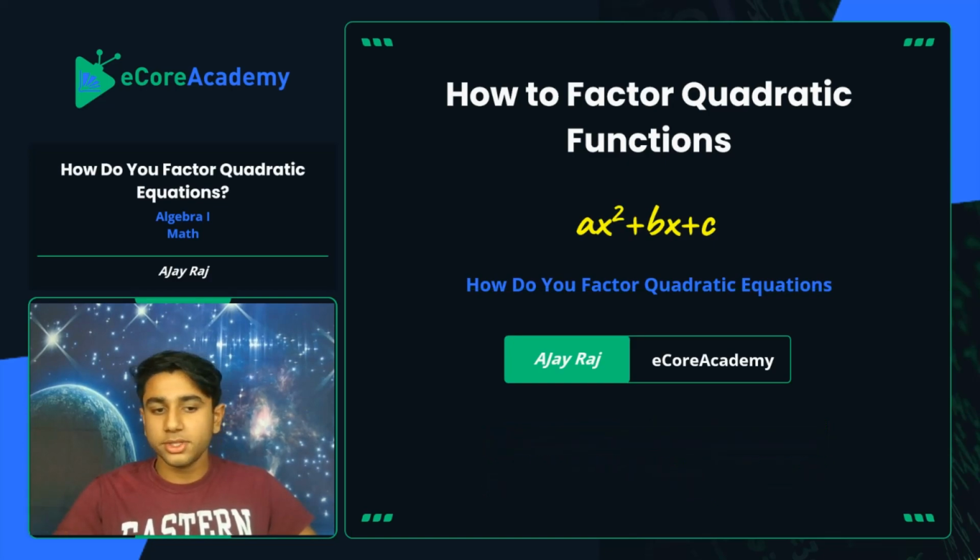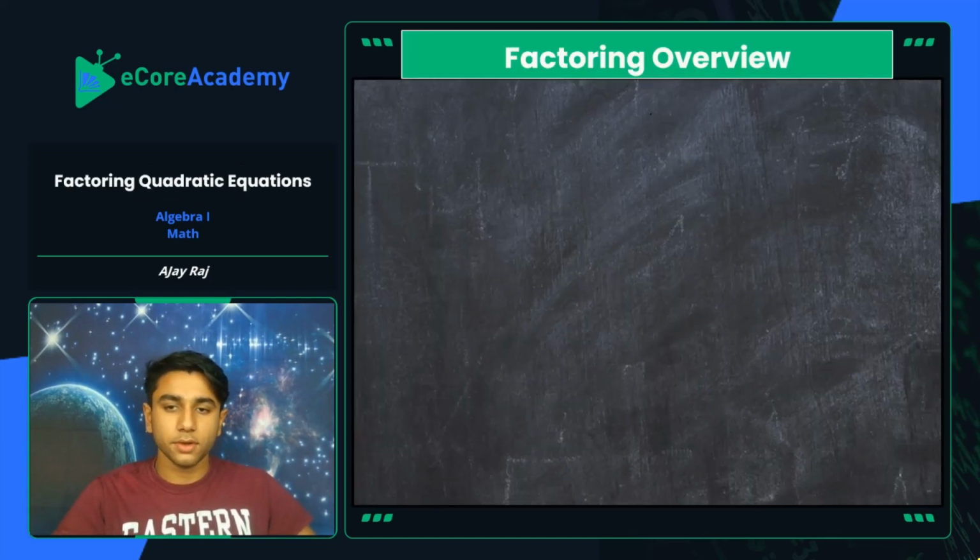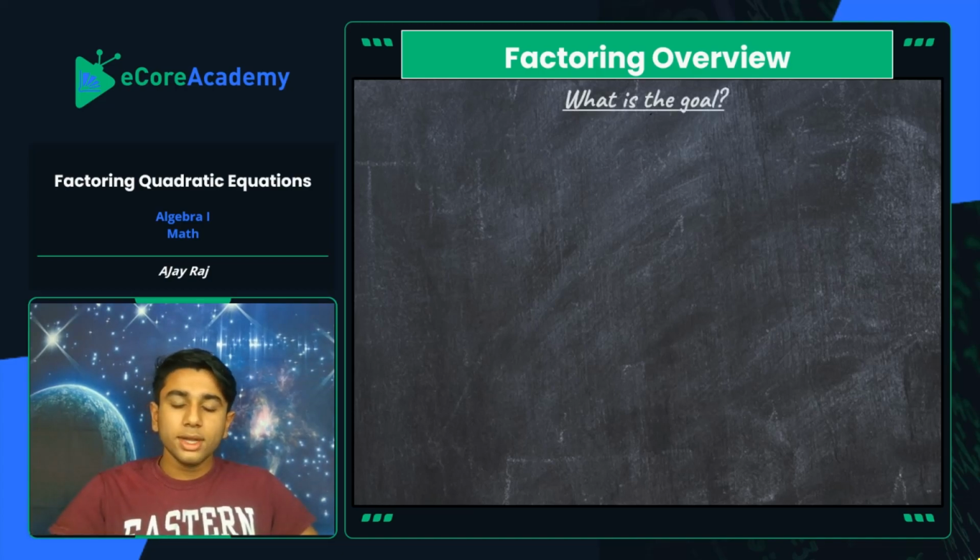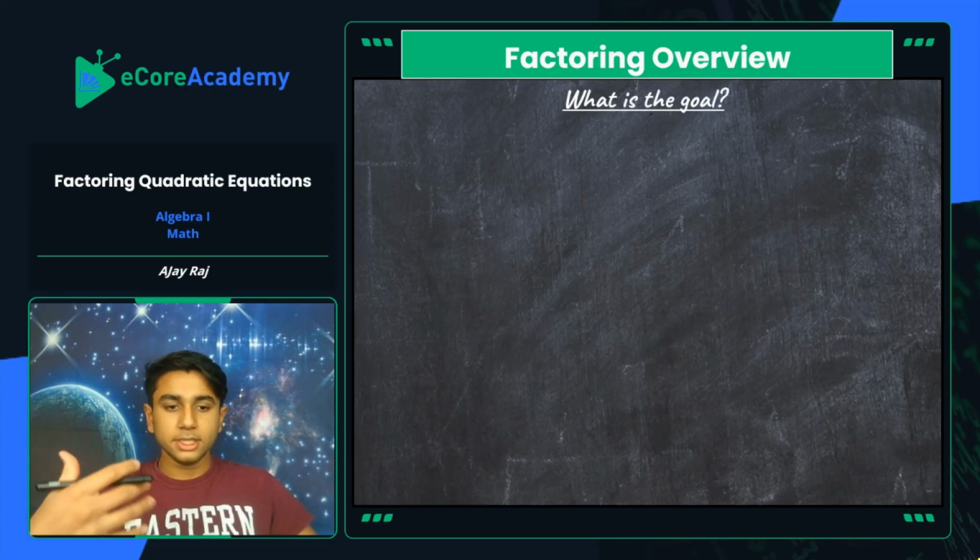And of course, that's our equation, ax squared plus bx plus c, for our quadratic function. So now let's take a brief overview of factoring. What exactly is the goal by me saying factoring?